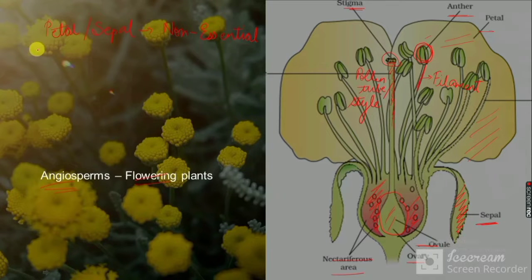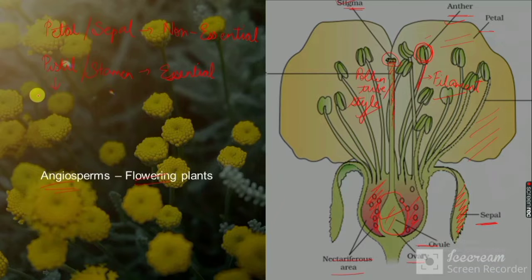right? Whereas stigma, style and ovary are the female reproductive parts, and they are together known as pistil or carpel, right? Anther and filament are the male reproductive parts, and they are together known as stamen, and these are the essential parts for reproduction, meaning these are involved in reproduction. Without these, reproduction will not take place.